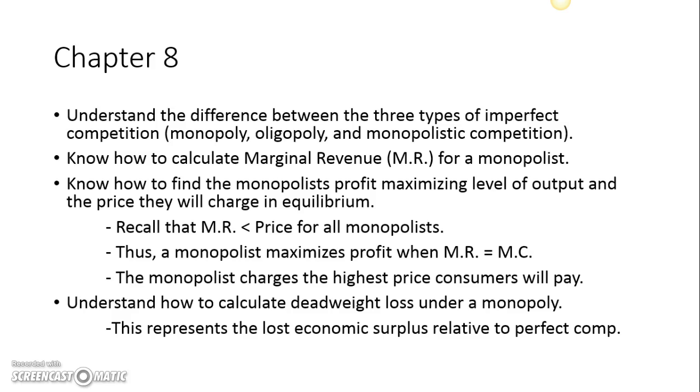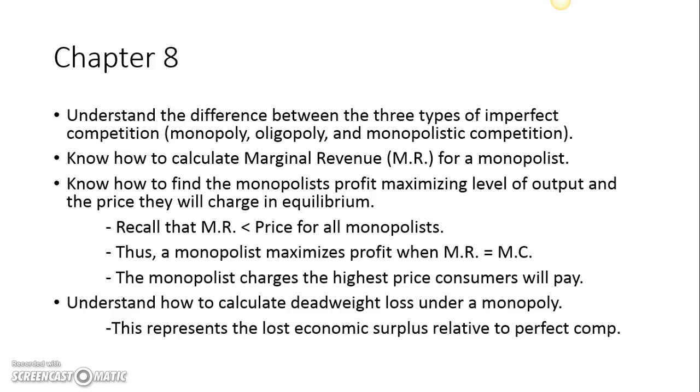Know how to find the monopolist profit maximizing level of output and the price they'll charge in equilibrium. So remember, the monopolist maximizes profit where marginal revenue equals marginal cost. So they restrict output and then they charge the highest price consumers will pay. So that's the price where the demand curve is at that profit maximizing quantity. Again, there's plenty of videos on the modules to kind of highlight how these firms work and how to figure out the monopolist profit maximizing price and quantity.